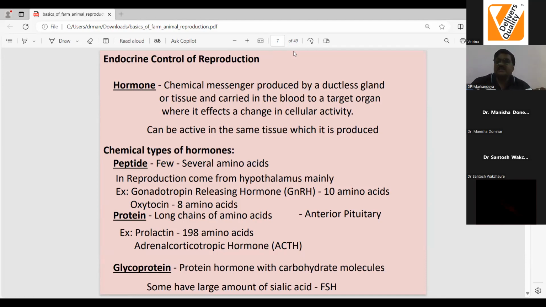GnRH is a decapeptide, oxytocin carries 8 amino acids. So these things we have to handle very delicately, and whenever we are using the hormones, we have to use them very judiciously.